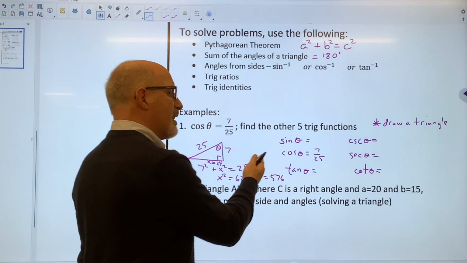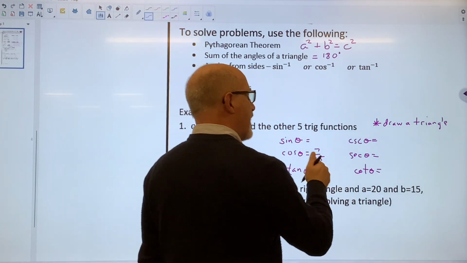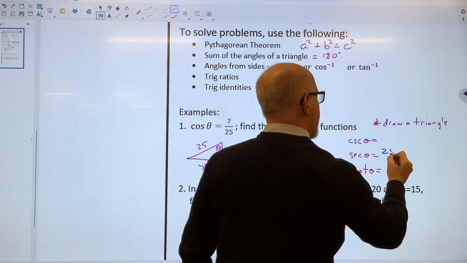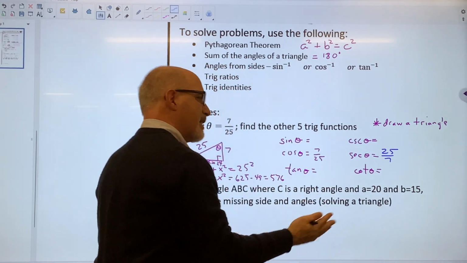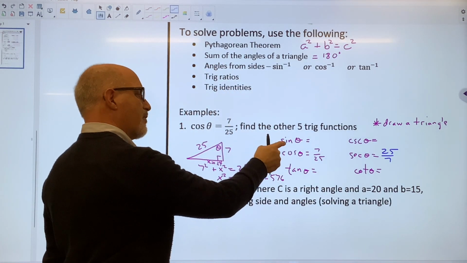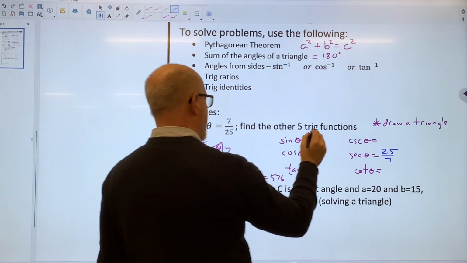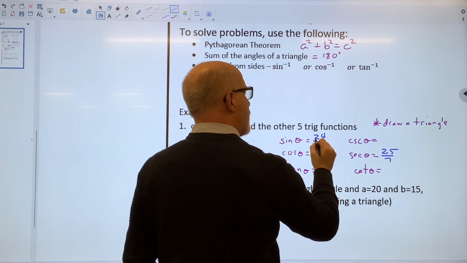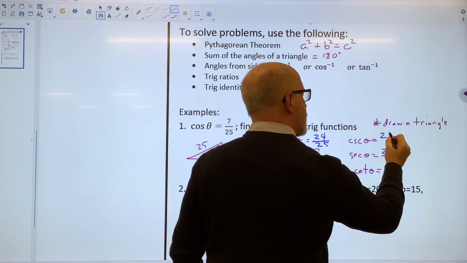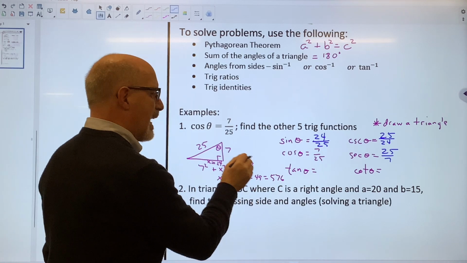Well, first of all, we immediately can use our reciprocal identities to say if cosine is 7 over 25, then we're going to find that secant is 25 over 7. Okay, we can get that one immediately. Now we can go to our triangle here and find sine theta. Well, sine theta is opposite, which is 24 over the hypotenuse, which is 25. So 24 over 25. And the reciprocal for cosecant is 25 over 24. There's another use of an identity.